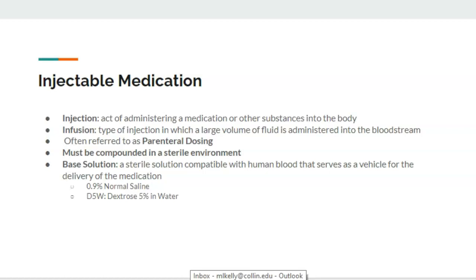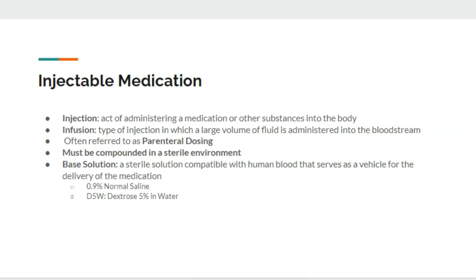An injection would be something similar to administering a medication in a syringe, such as a vaccine, which you guys have all gotten, like injecting it intramuscularly. An infusion is usually an injection added to a large volume of fluid like an IV bag and then administered into the bloodstream over a period of time. Both of these are referred to as parenteral dosing, and parenteral means injection into the body.